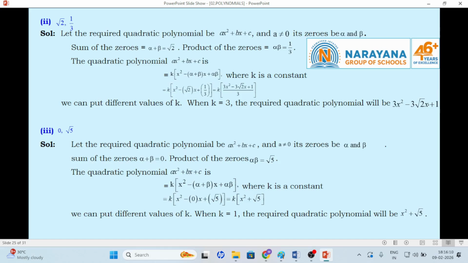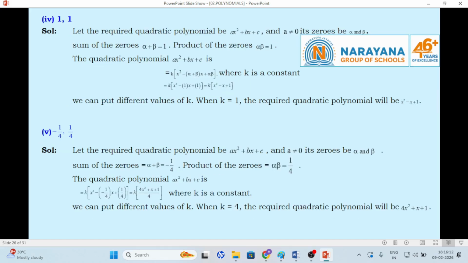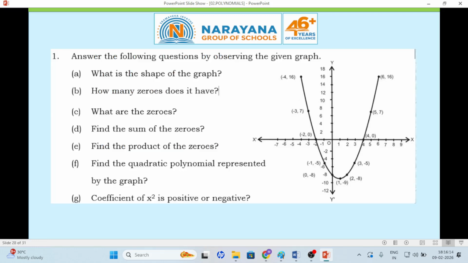And all the other questions are also following the same manner. And see, this type of question comes as 4 more questions for your public examination. What is the shape? Parabola. How many zeros? 2 zeros. What are the zeros? Minus 2 and 4, the x coordinates of these 2 points. Sum of the zeros means minus 2 plus 4. Product of the zeros means minus 2 into 4.